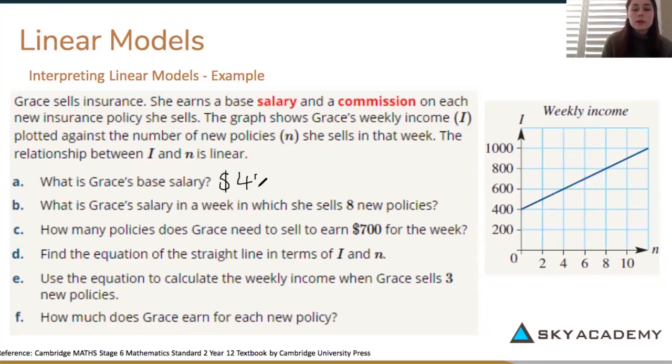What is Grace's salary in a week in which she sells 8 new policies? It's going to be more than $400 because if you sell more policies, you get more money. So you start with $400 and then you build up. That's what this sentence here means: a base salary is what you start with, and commission is the extra money you get. So let's have a look at 8 new policies, which is going to be here because new policies are along the x-axis. We go up until we reach the line, and then go across to see how much money she will earn. And so she'll have a salary of $800 if she sells 8 new policies.